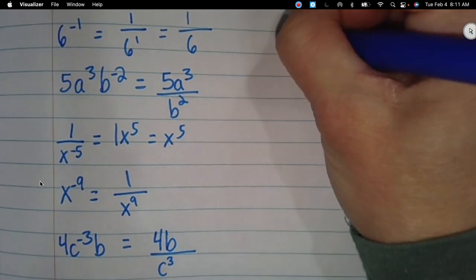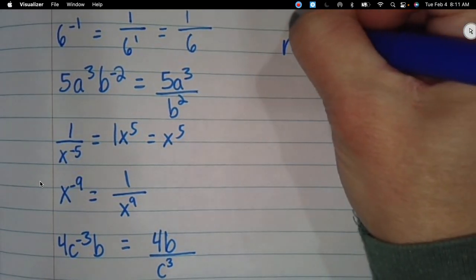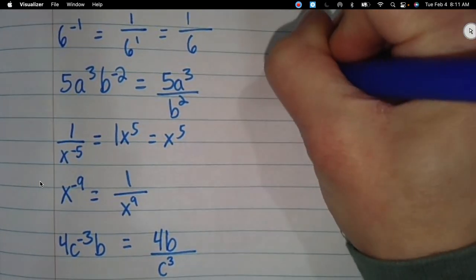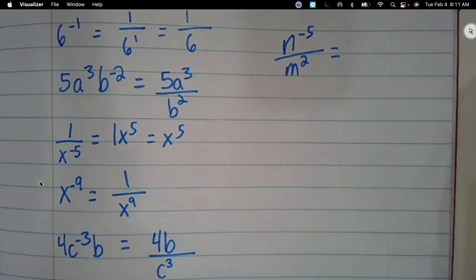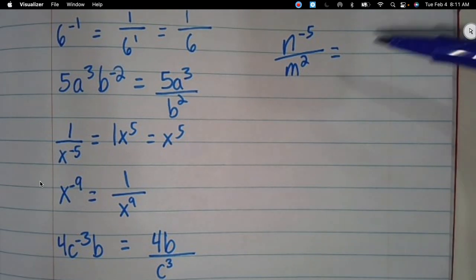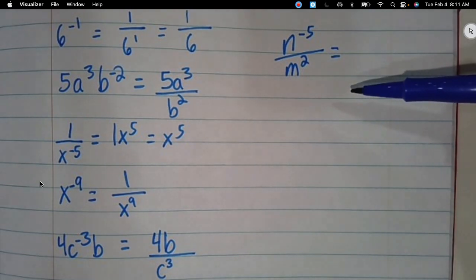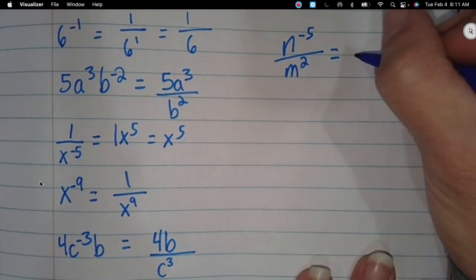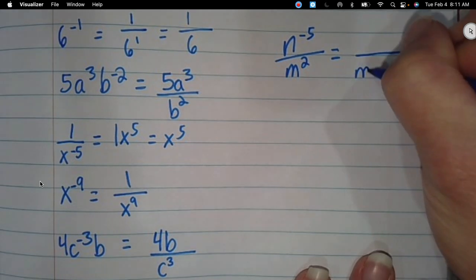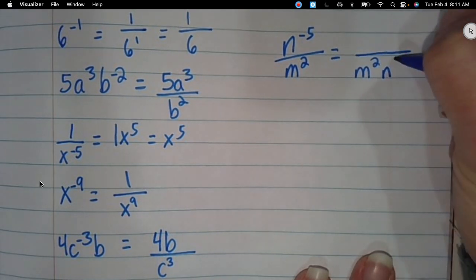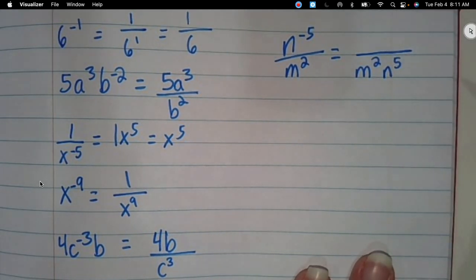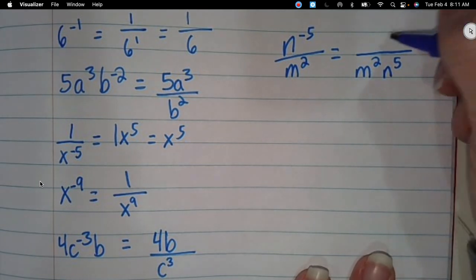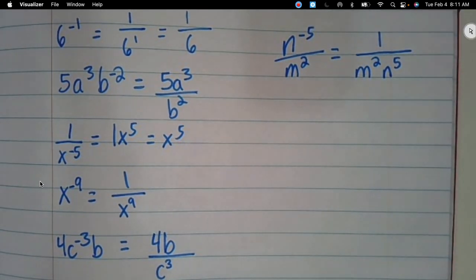Let's do n to the negative 5 over m squared. Does your n need to move? Yes. Does the m need to move? No. So I'm going to put m squared n to the 5th. Since there's nothing up top, what do I write? A 1. Understood? 1. Okay.